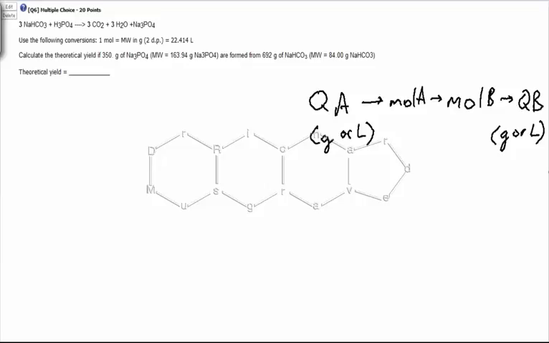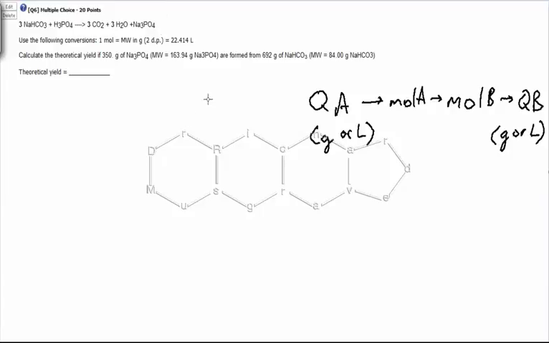Right, this is a theoretical yield type problem, and the question is: calculate the theoretical yield if 350 grams of Na3PO4 are formed from 692 grams of NaHCO3. Now what I want you to do is focus in on what is a reactant and what is a product here. The reactant is going to be something that's on this side of the reaction, and a product is going to be something that's on this side of the reaction.